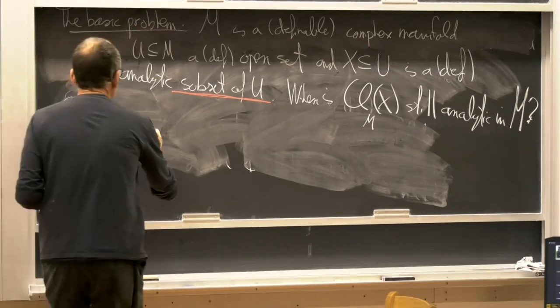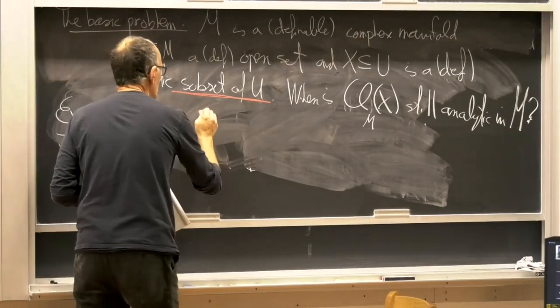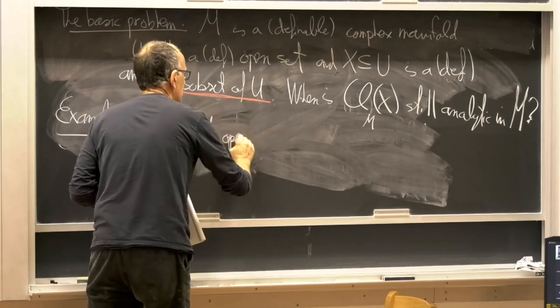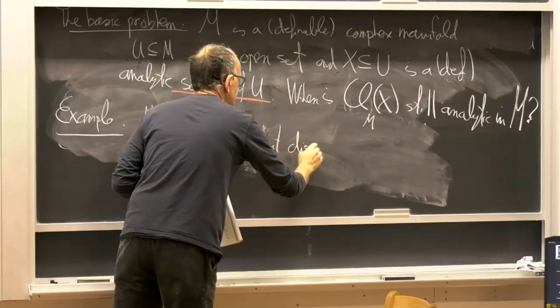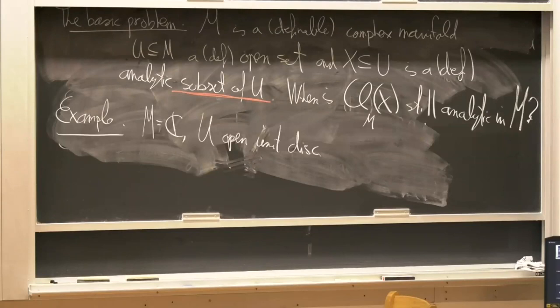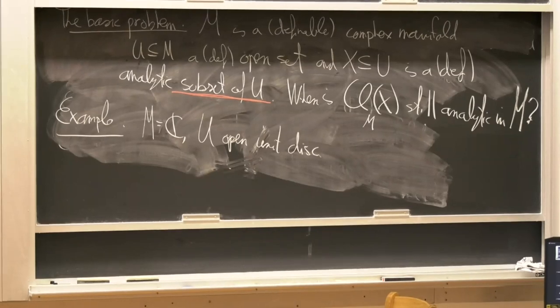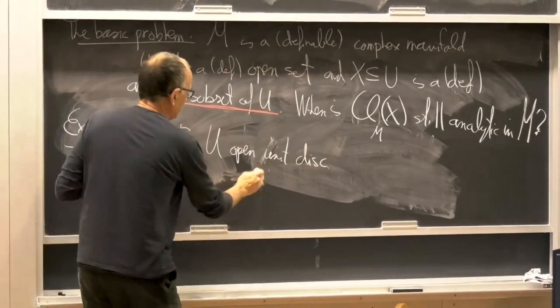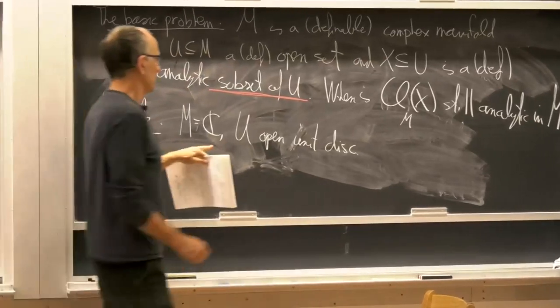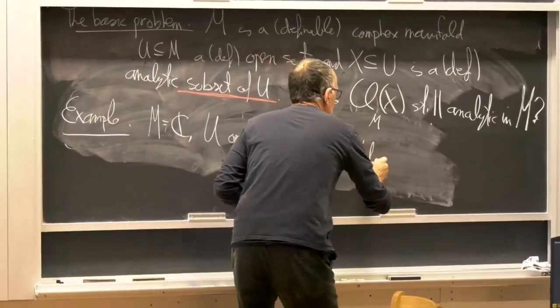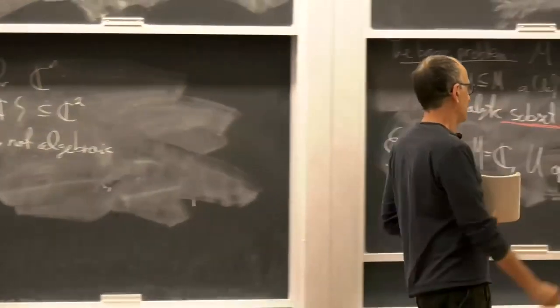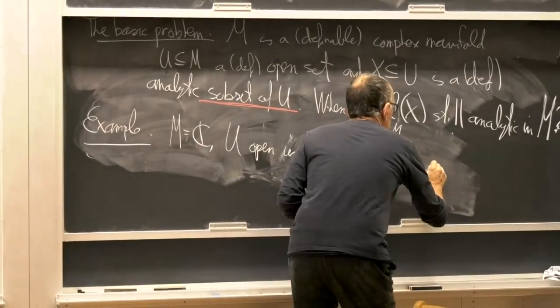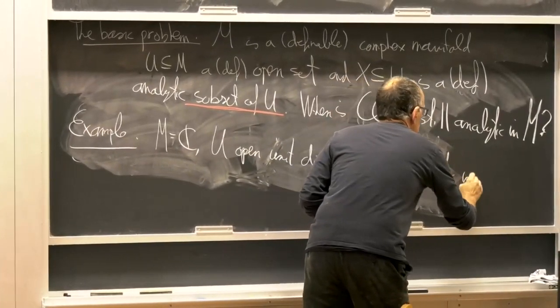Let M be C, U the open unit disk. Then U as a set inside U is analytic because it equals U everywhere. It's just the zero set of the function z, right? So let X equal U. Every manifold is an analytic subset of itself. X is analytic in U.